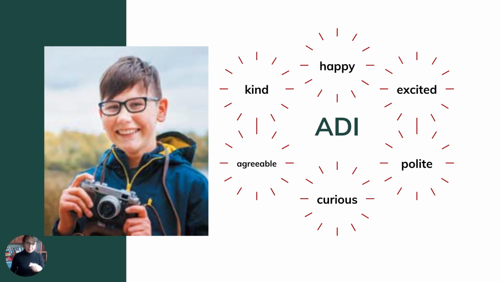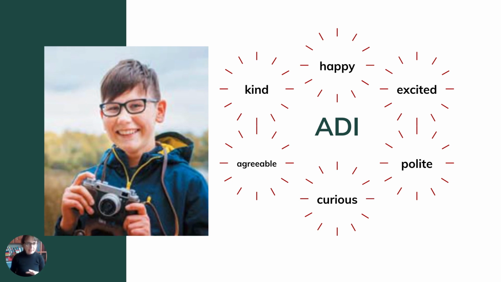Now, during our last lesson, we tried to describe Eddie, and we arrived at the conclusion that Eddie is a kind person. His broad smile seems to show that he is extremely happy. He is excited about something, and we assume that most probably he is excited about his camera that he holds in his hands. Most probably Ari is a curious guy. He's an extremely positive person, and I think we can say that he is polite and agreeable.